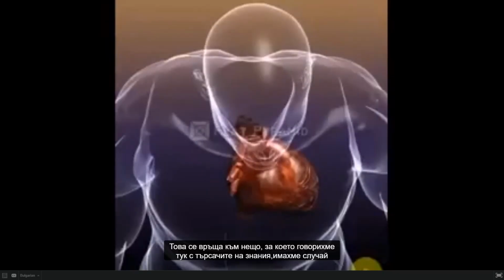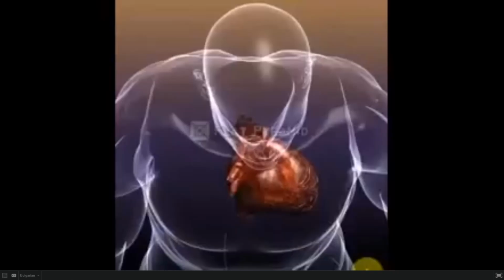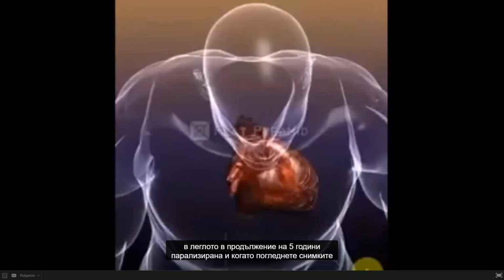This goes back to something we were talking about here before with knowledge seekers. We have had a case, we have the video of it, where they had taken the upper section of the brain, the physical part, away, but the person was still alive and could talk, but she was in bed for 5 years paralyzed. And when you look at her pictures, it's just like you're putting a book on the top of the head. There is no bone structure on top. Cases like this cannot be helped.